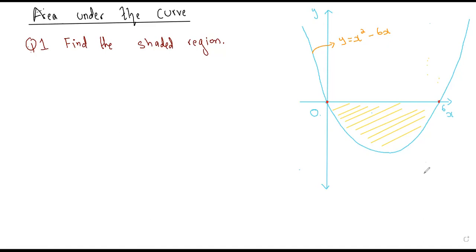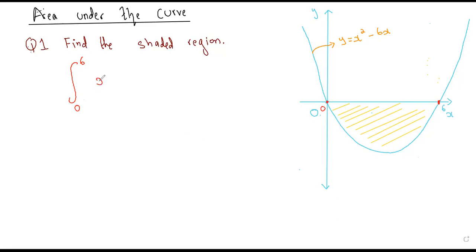Okay, so everything is going to be same. We are not going to make any changes. Again, I'm going to write down the integral. The limits would be 0 and 6, right? 0 and 6. Okay, because this is 6, right?